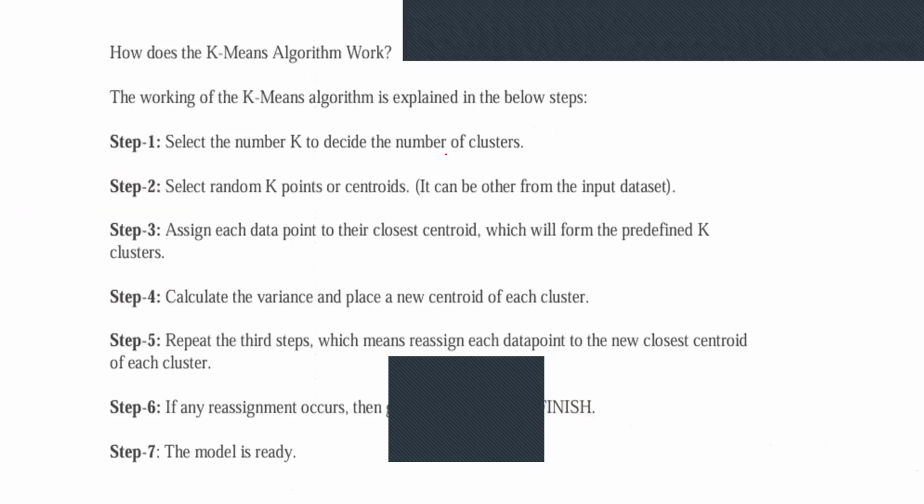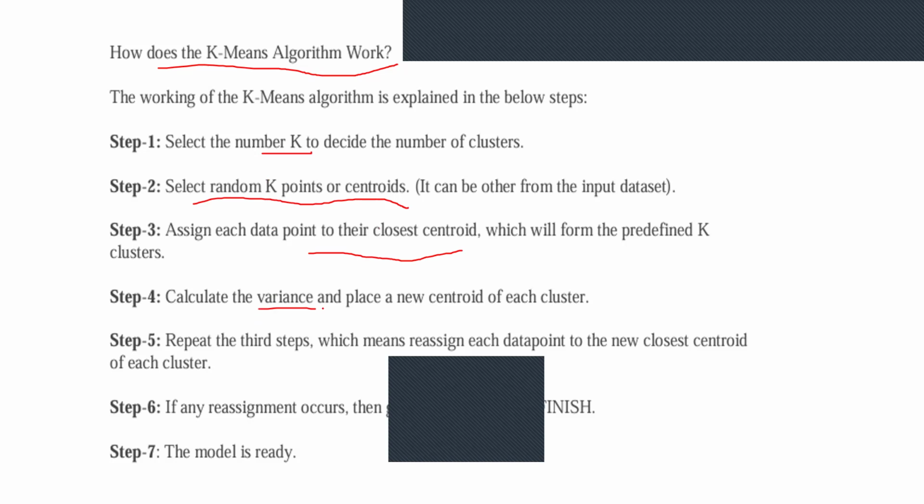Let me recall this by looking at how the K-means algorithm works. Here is the working of the K-means algorithm. First, we select the number K, to decide the number of clusters. Second, select K random points or centroids, which can be from the input data set, and assign each point to the closest centroid, forming the predefined K clusters. Then we need to calculate the variance.